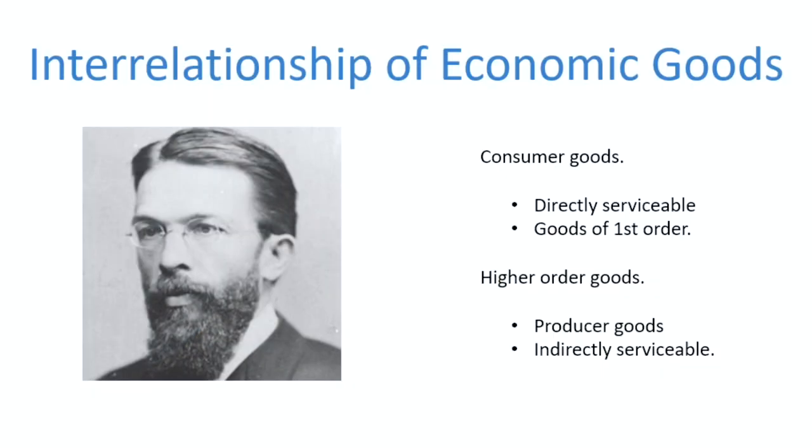And therefore, to understand Austrian capital theory, it's helpful for us to understand the production structure, the structure in which the different capital goods that are used in production are arranged. And this production structure is rooted in Carl Menger's exposition of the interrelationship of economic goods that we find in his Principles. He establishes these two main categories of goods, the consumer goods and what he calls higher order goods. Consumer goods are those goods that are directly serviceable, right?